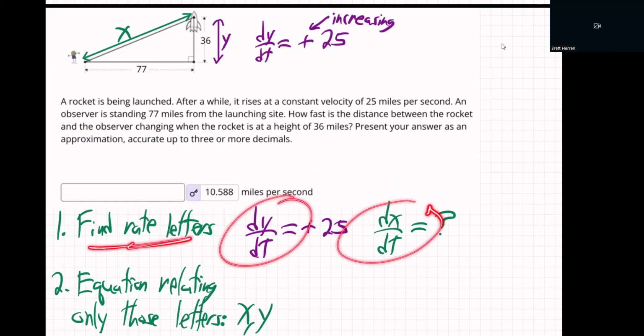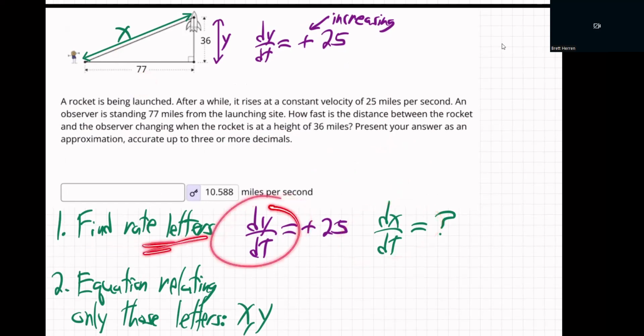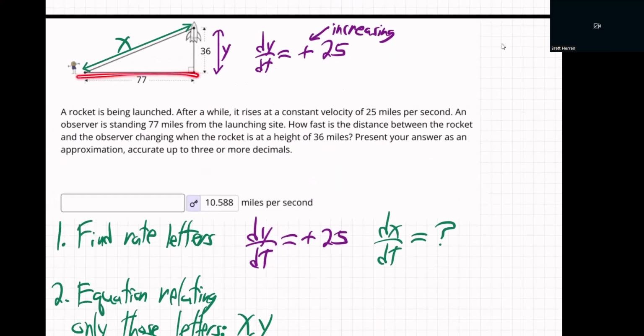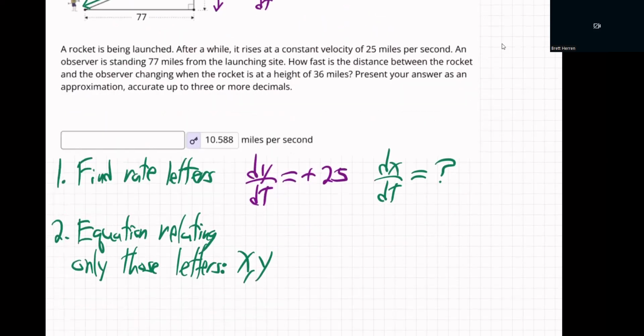Well, because I just read the words and they spoke of dy dt and they spoke of dx dt. I put y and I put x on the diagram. So now I need an equation relating just x and y. Well, it's pretty clear. 77 squared plus y squared is x squared, right? There's my equation.